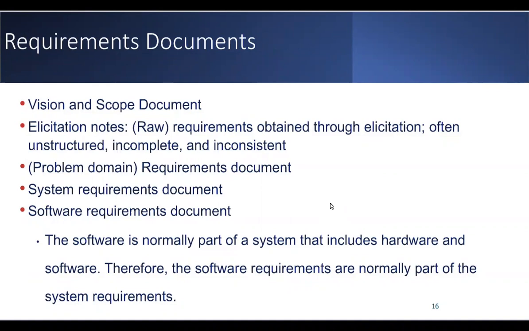So at the end of the requirement analysis and specification, we do have the SRS, but we could have a vision and scope document that is obtained after the inception phase. We could have elicitation notes. These are different types of documents that we can see across the requirement analysis and specification phase.